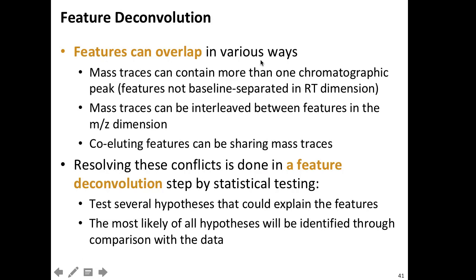One thing that can happen, or will happen, is that these features overlap, and they can overlap in many different ways. Mass traces can contain more than one chromatographic peak. Mass traces can be interleaved in the M/Z dimension, and you can also have co-eluting features that share mass traces if they're just offset by an integral number of protons. Resolving these conflicts is what we call feature deconvolution, and that is done by statistical testing. You can just ask the question, what is the most likely explanation for all this signal that I have seen?